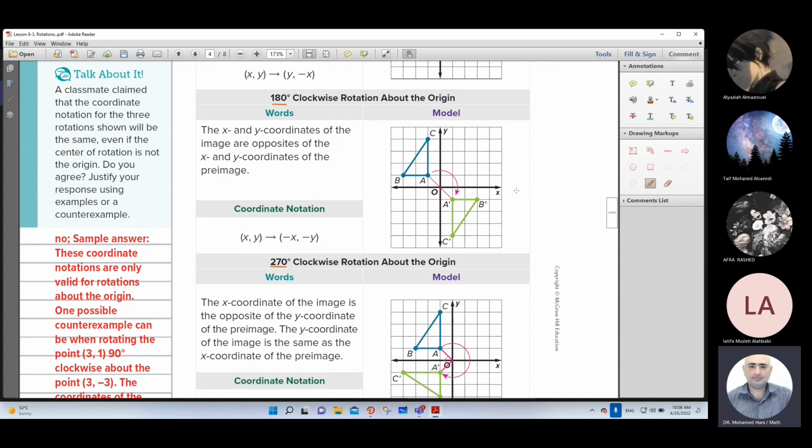And the second case, when you have this angle, the rotation of x, y will be negative x, negative y. Suppose you have 2, 3, the rotation will be negative 2, negative 3.